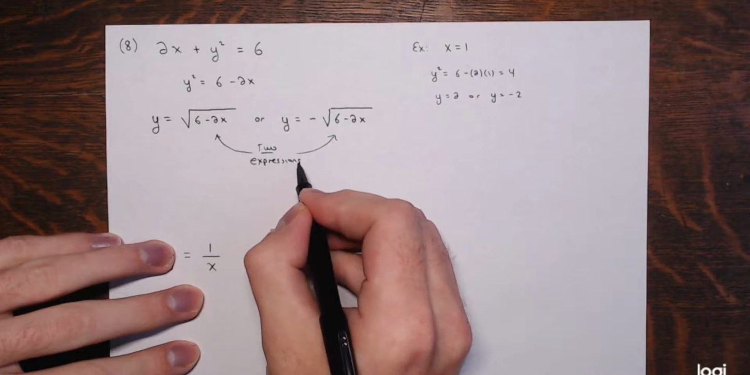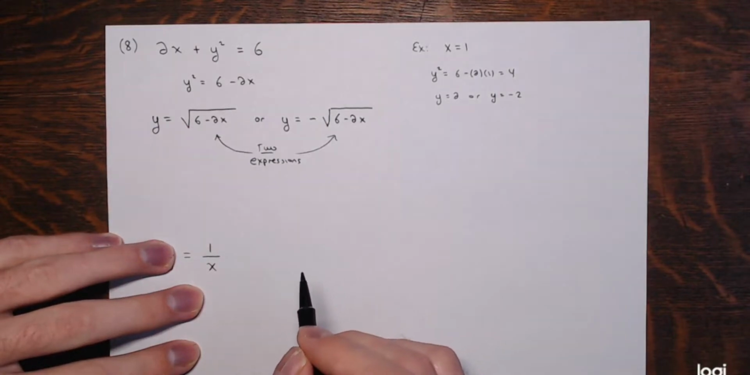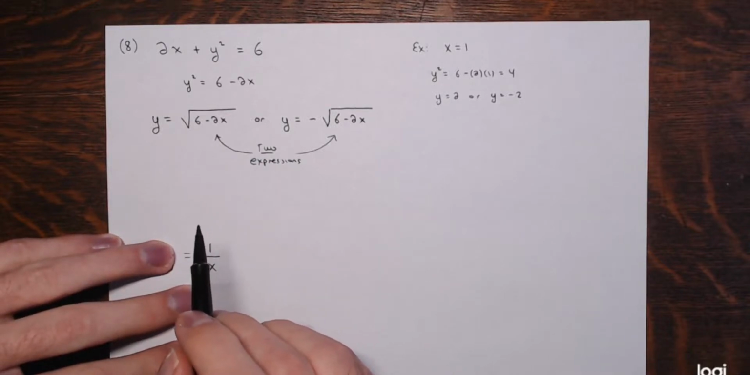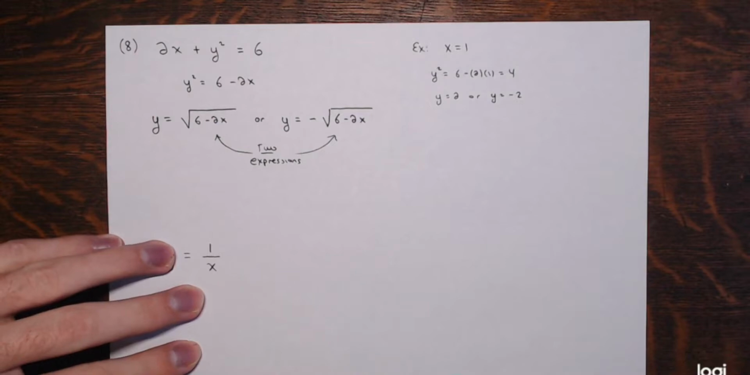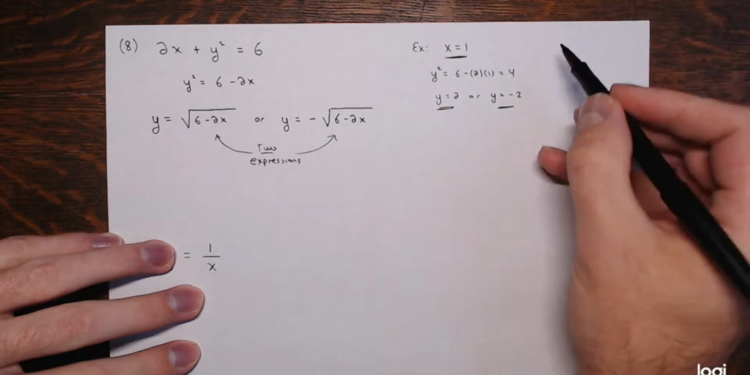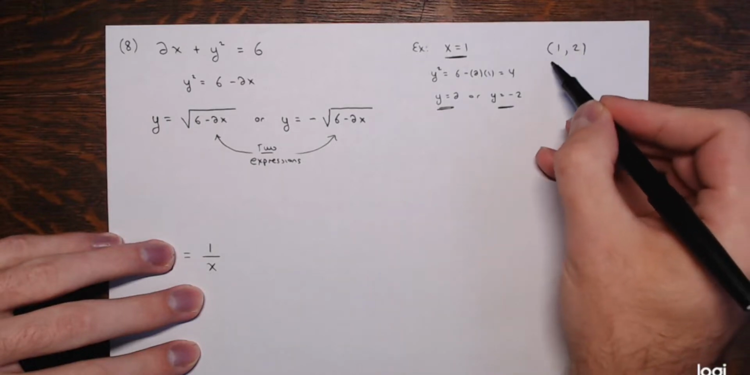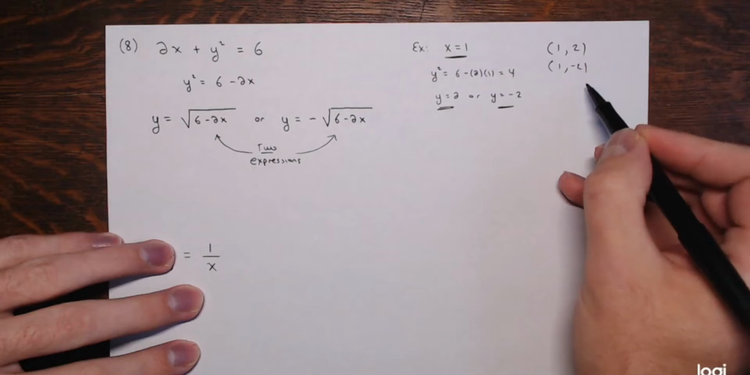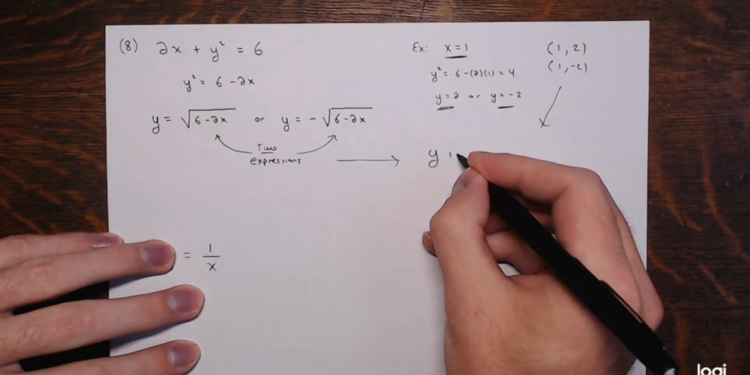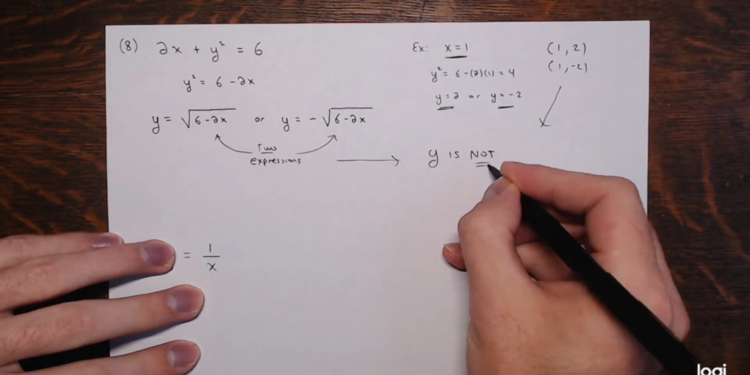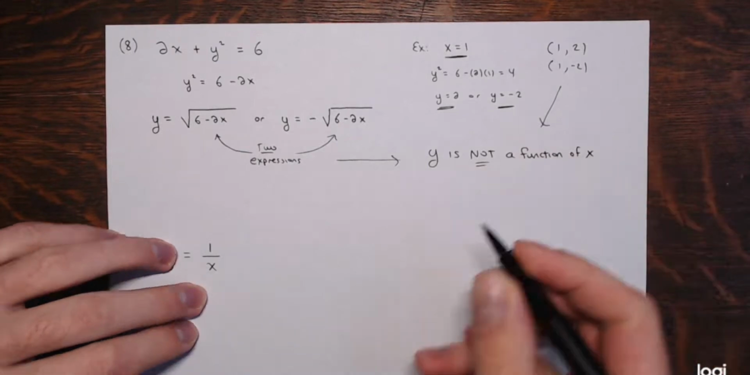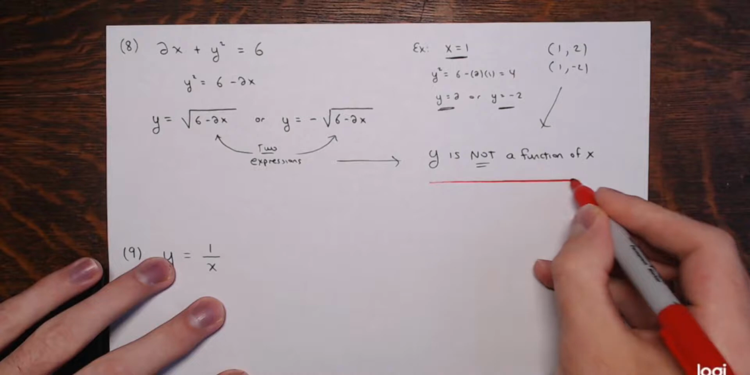And because there are two, more than one, they would say that y is not a function of x here. Each value of x doesn't correspond with at most one value of y. There are some values of x that correspond with more than one. You'd have the ordered pair (1, 2) and the ordered pair (1, negative 2). So all this put together says that y is not a function of x in this particular equation.